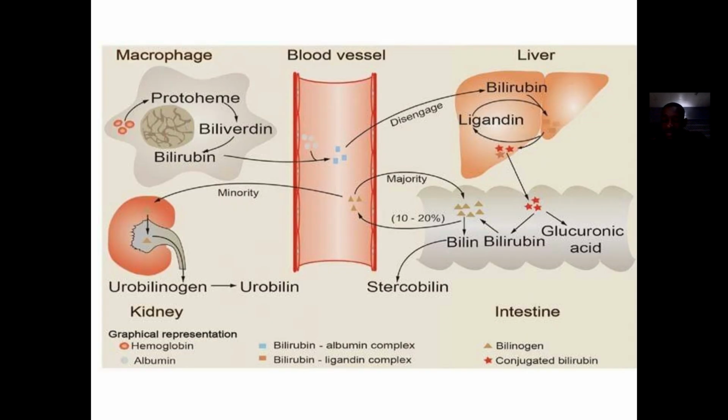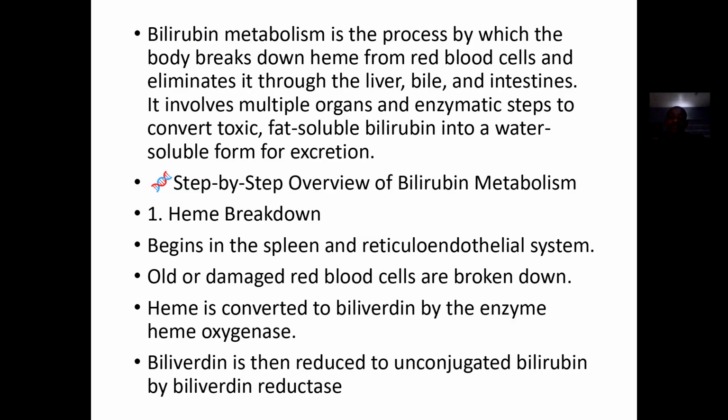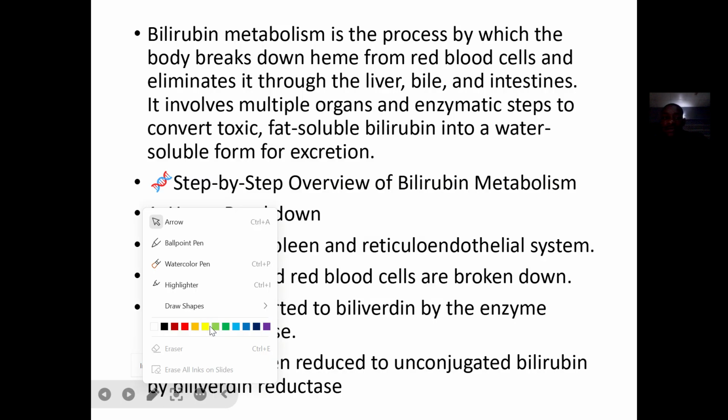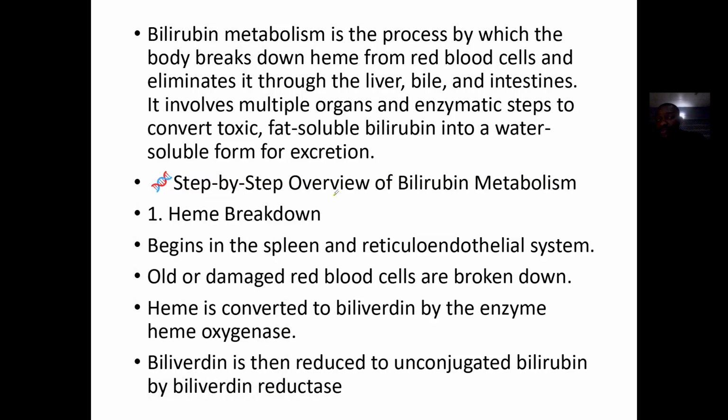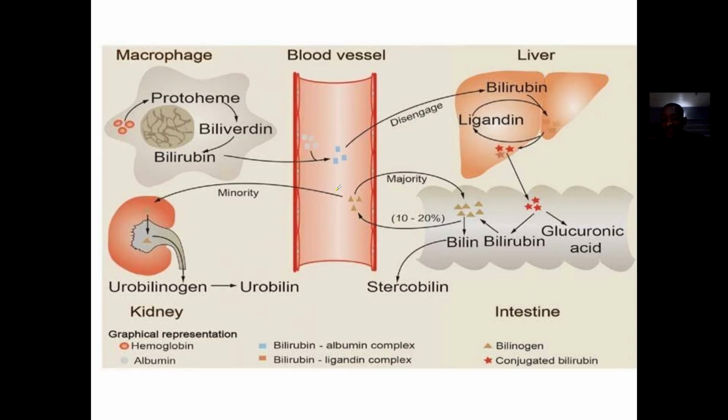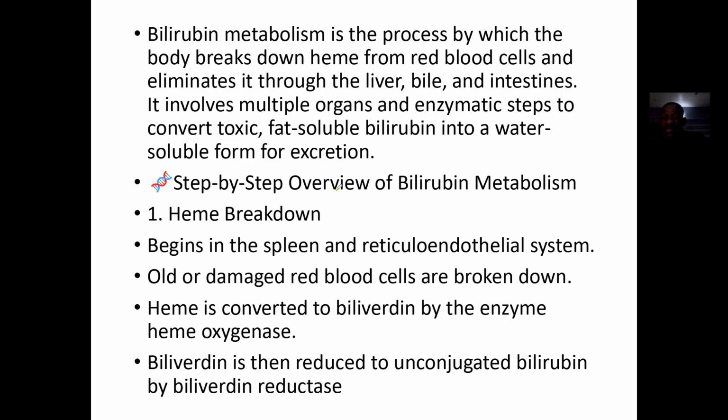So bilirubin metabolism, you're actually talking about the formation and breakdown of bilirubin. It's just a process by which the body breaks down heme from red blood cells to form bilirubin. This bilirubin is converted through many forms, and you eliminate it through the bowel, the liver and the intestines. Of course, many organs are involved, you can see them, and many enzymes are also involved.